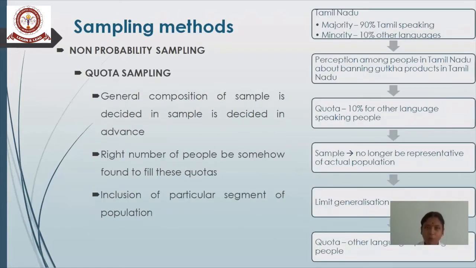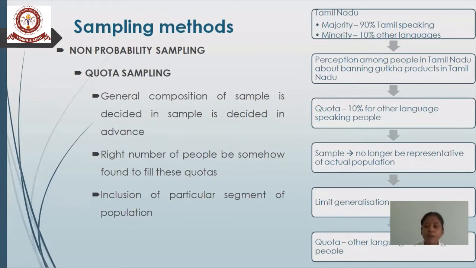So the first type of non-probability sampling is quota sampling. Quota sampling means we select the quota before the start of the study. That is, the general composition of the sample is decided in advance, and the right number of people are found to fill these quotas, and it also includes a particular segment of the population. For example, in Tamil Nadu, we can see that the majority of people speak Tamil as a native language, but there is also a population of other languages.